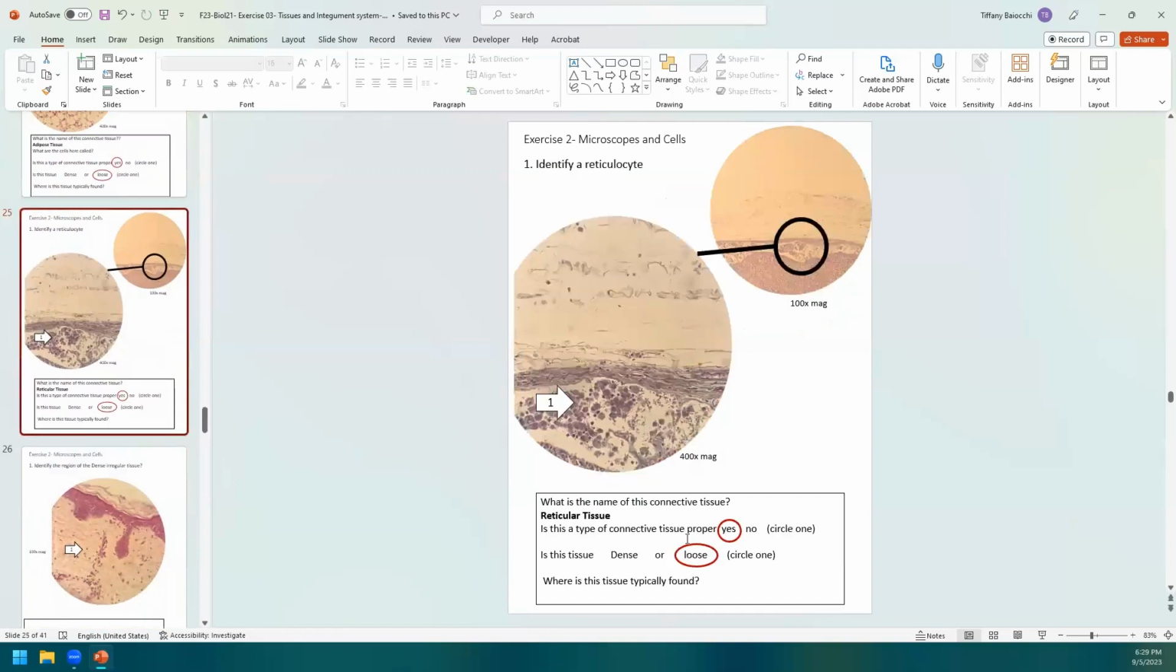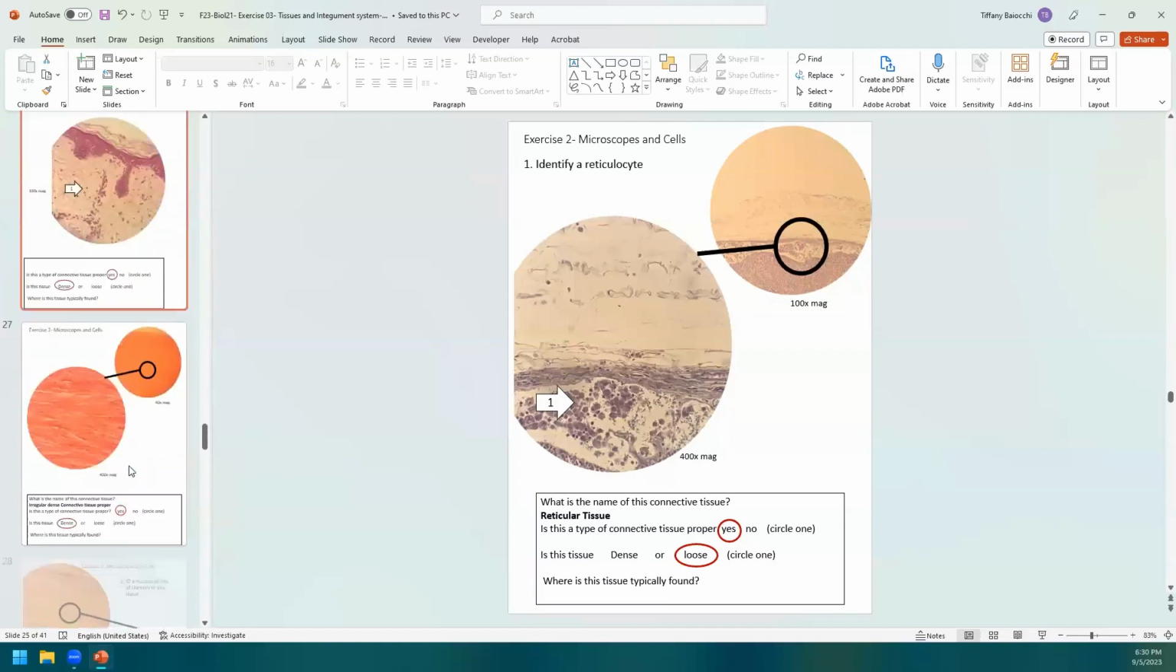Moving on to our last loose type of connective tissue proper. There are 3 types. There's the areolar, the adipose, and the reticular types of tissue that are loose connective tissue proper. In this, I asked you to identify a reticulocyte. Any of these cells down in here are reticulocytes. This has been taken from the lymph node. The outer layer of the lymph node has this reticular connective tissue. So where is this typically found? Typically, the capsules of lymph nodes and lymph vessels will have this type of tissue. And again, the type of tissue here is reticular tissue, not reticulocyte tissue, reticular tissue.